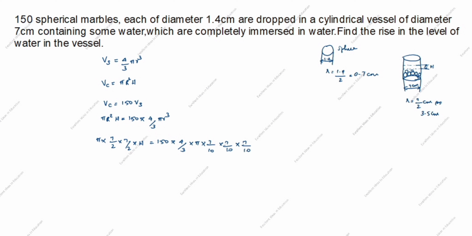We will write this way. 7 by 10, how much comes? 0.7 comes. This 7 cancels. This 7 cancels. This pi cancels. What is remaining? 1 by 4 h equal to 150 into 4 by 3 into 1 by 10 into 1 by 10 into 7 by 10. This 0 cancels.